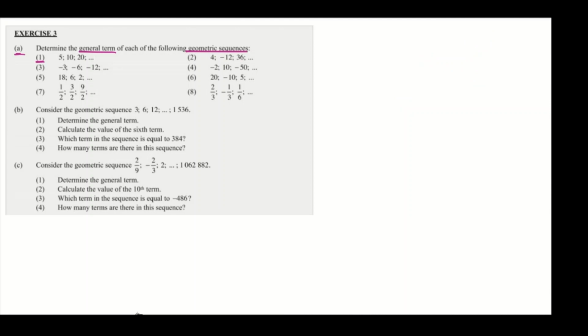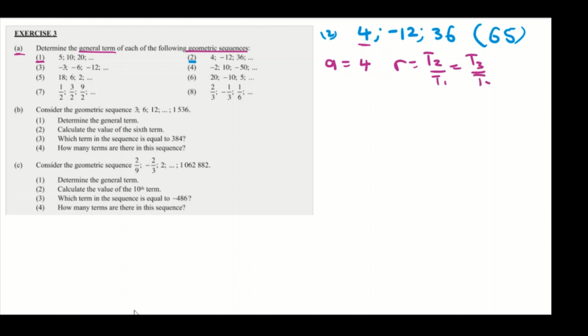So we're going to do another one, number 2. We are given 4, minus 12, 36, and we are told that this is a geometric sequence. So the first step is to identify the value of A, which is 4, our first term. R is equal to T2 over T1 is equal to T3 over T2. Remember that a geometric sequence is defined by a common ratio.